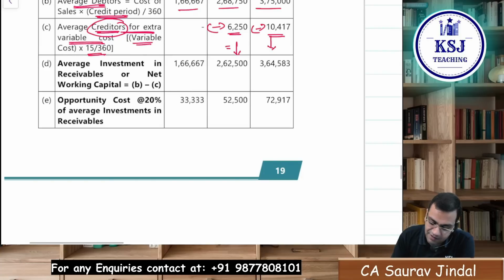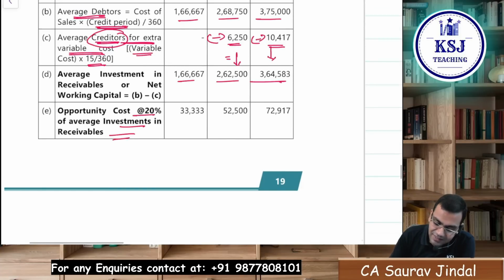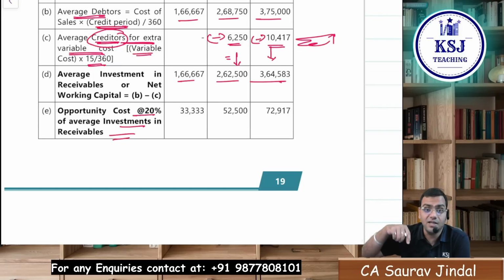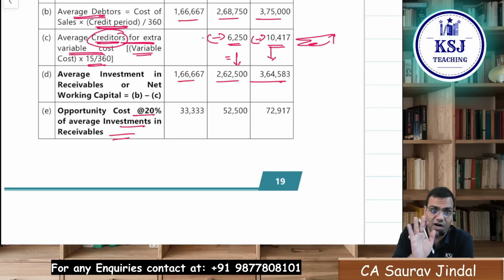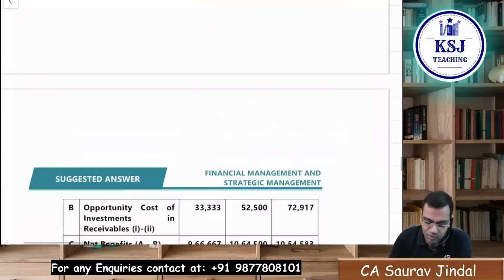Right? So average investment. Now you can calculate opportunity cost at 20%. This is the important point of this question, sir. When you are getting extra time period from the creditors, you are making the payment late to the creditors, your investment will be late by 15 days. So reduce the investment by those 15 days creditors. Reduce, minus, not add. Clear? So this is the important point of this question.